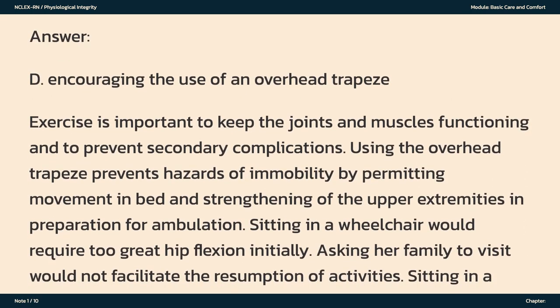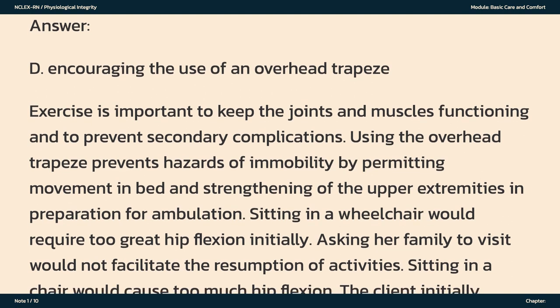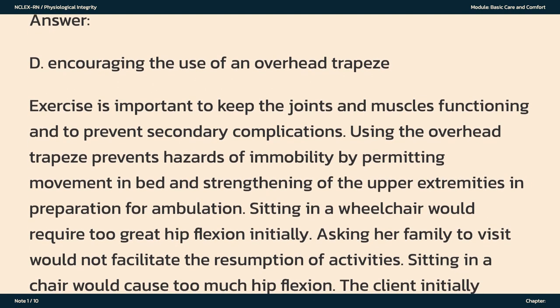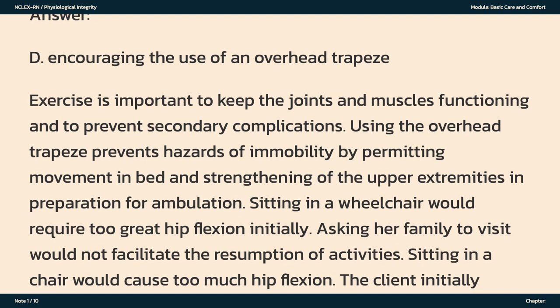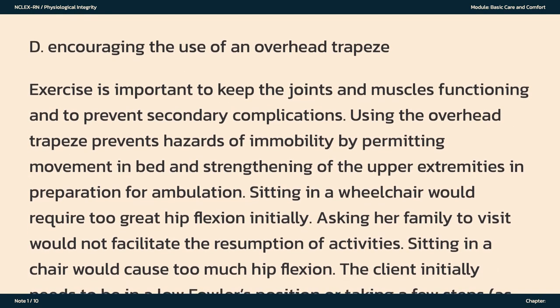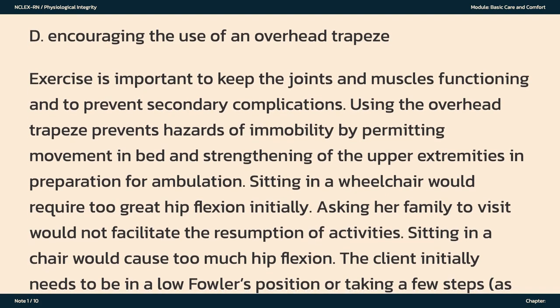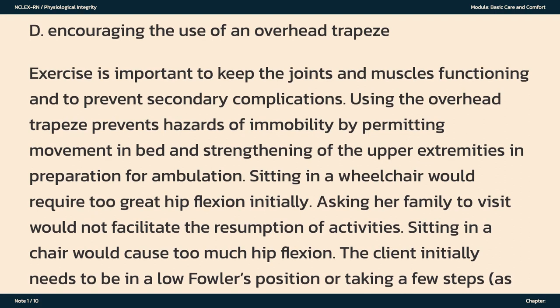The answer is D. Encouraging the use of an overhead trapeze. Exercise is important to keep the joints and muscles functioning and to prevent secondary complications. Using the overhead trapeze prevents hazards of immobility by permitting movement in bed and strengthening of the upper extremities in preparation for ambulation. Sitting in a wheelchair would require too great hip flexion initially.